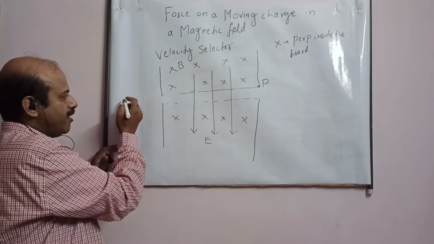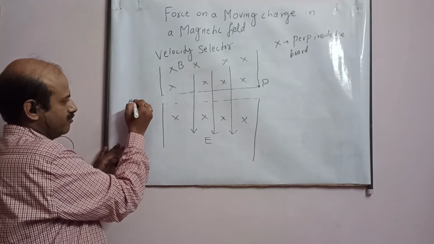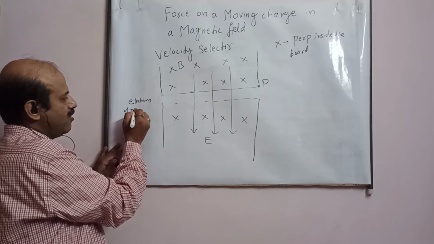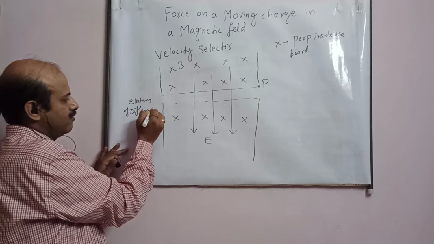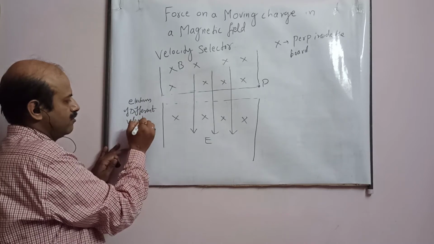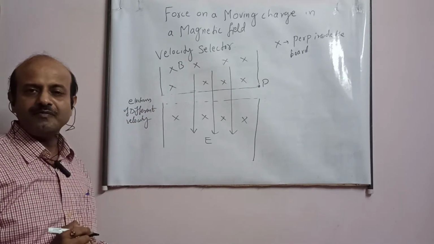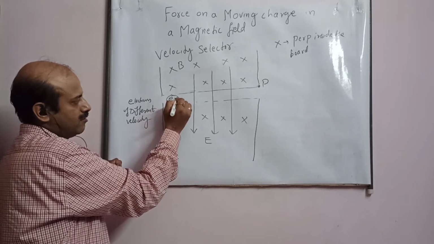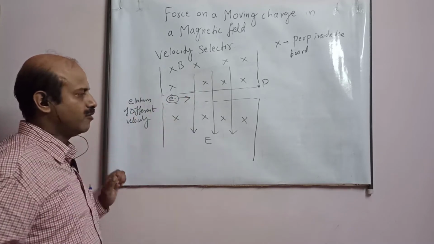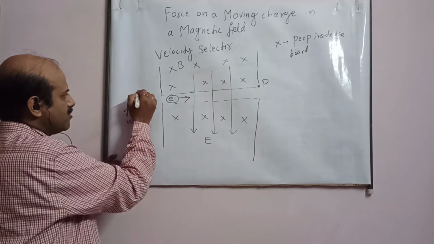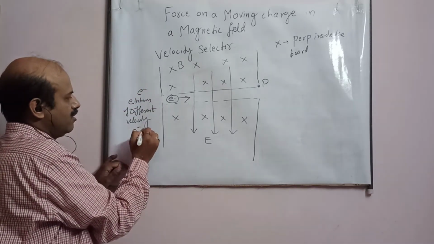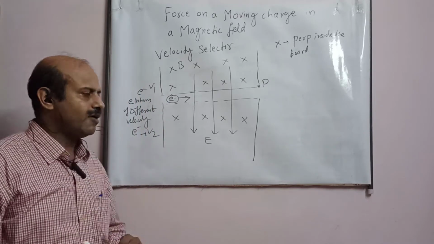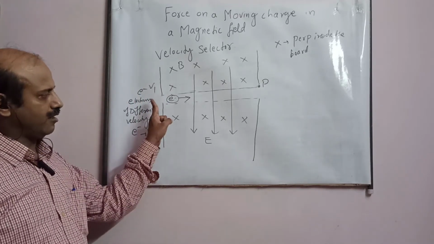Now here suppose we have an arrangement of electrons of different velocity. Electrons of different velocities are entering this chamber from here. Okay, student? Many electrons are there of different velocities, V1, V2, like this. Now I am taking a particular electron. It is entering like this.